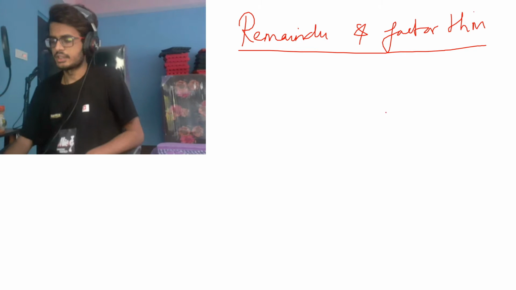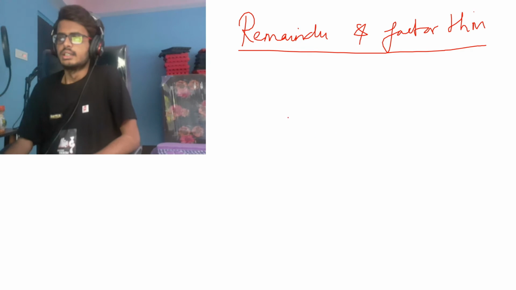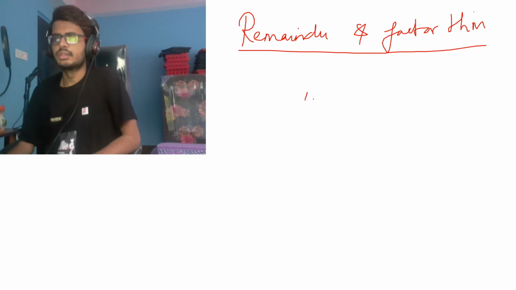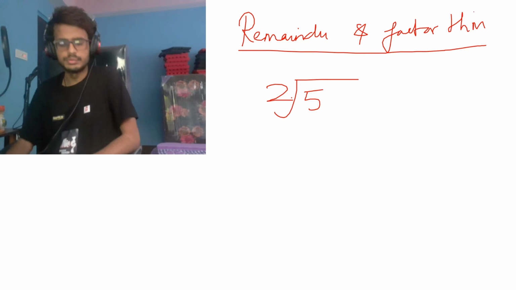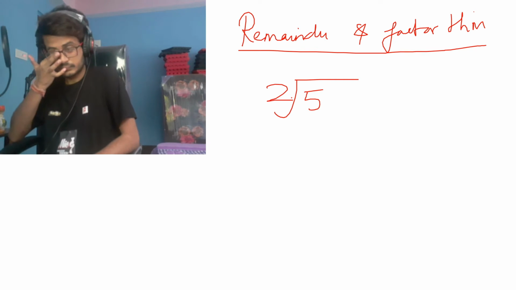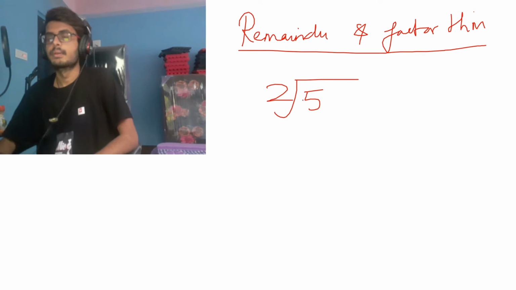Okay, let's try to understand things. Very simple. If you try to understand it, it's very simple. If you don't understand it, it's very difficult. So what will be the remainder when I divide 5 with 2? Can anyone tell me what will be the remainder?